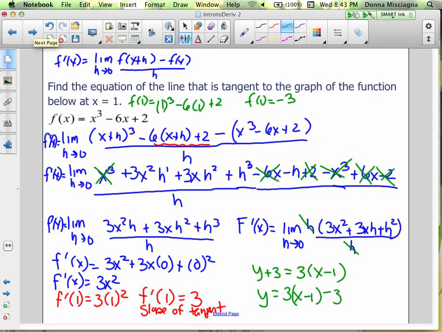And simplify it, don't simplify it, either way is fine. We can just leave it like that, or if you want to put it in slope-intercept form, that's just going to be 3x minus 3 minus 3, so y equals 3x minus 6. That's the equation of the tangent line. So I'll just put a big old tangent line here. And that's the tangent line only at the point 1, negative 3.